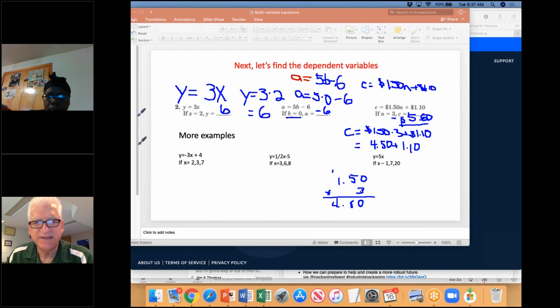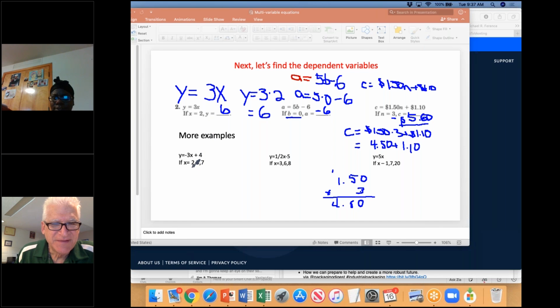Okay. Now I'm going to do a couple more examples that I have over here. So for the first example, it's y equals negative 3x plus 4. You can see that, okay? Yeah, that comes in real good. Okay, because that's the one I did myself. That wasn't from the text. So what we're going to do is start out with letting x equal 2.